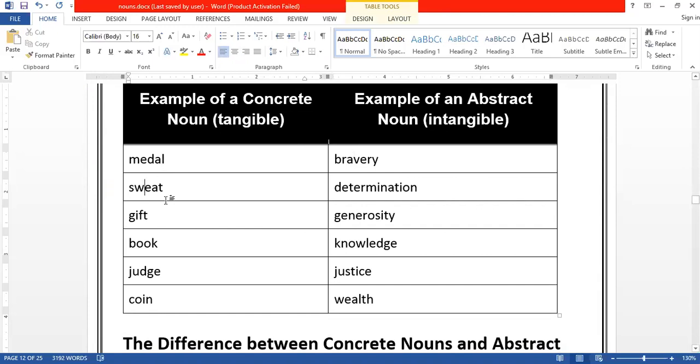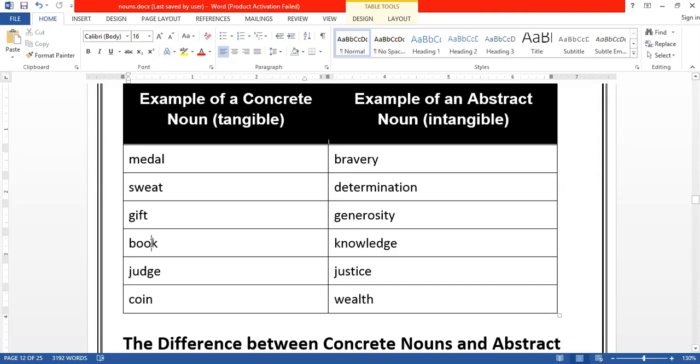Sweat, for example, we have sweat, clear? So sweat is a concrete noun. Can you see determination, clear? Determination, we cannot see. Can you see a gift? For example, gift is a concrete noun. You can see it, you can touch it. But if a person is generous, clear, he shows generosity. So now generosity cannot be seen.